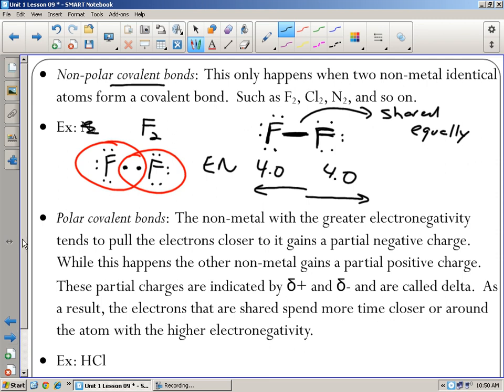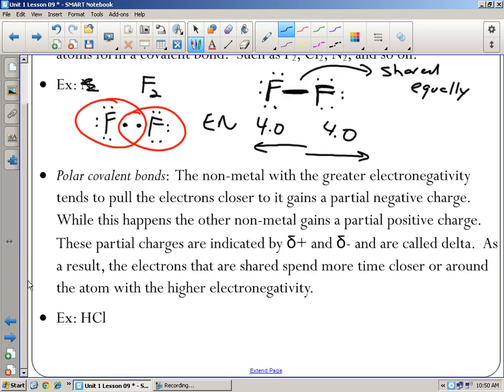Well, we're going to move on to the next one. We'll come back and we'll compare and contrast these 2 as we go. So sometimes it's better if you understand polar covalent bonds. But those 2 electrons are going to be shared equally. Those valence electrons are going to spend an equal amount of time around the left fluorine and an equal amount of time around the right fluorine. Okay? They're going to be equal. It's going to be nice and symmetrical. It's going to look very nice and pretty.